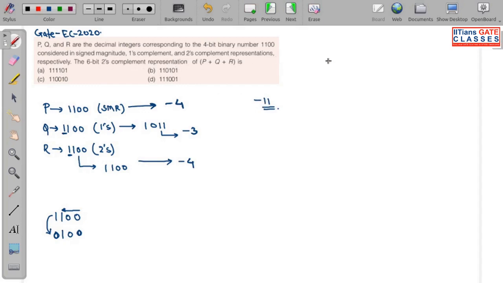So what is 11? 11 is 8 plus 3, so that will be 1 0 1 1. In sign magnitude representation, this is 5-bit. So I have to copy the sign bit once again. Now what should I do? I have to take the 2's complement. Why 2's complement? Because this is a negative number.